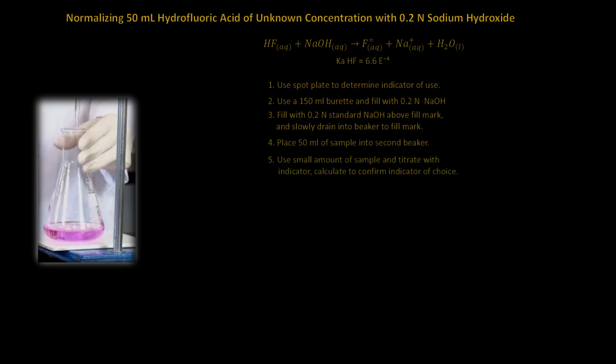Place 50 milliliters of the sample hydrofluoric acid into a second 200 milliliter beaker and titrate with the indicator chosen from the spot test to the endpoint. Do the calculations previously shown to confirm the indicator of choice as being the right choice. Repeat step 3 and add 50 milliliters of the hydrofluoric acid to a third clean beaker, etc. Add a few drops of indicator and titrate to the endpoint. Record the volume of titrant used.